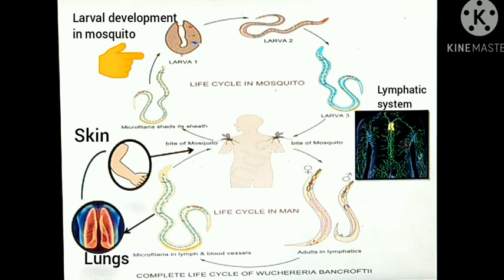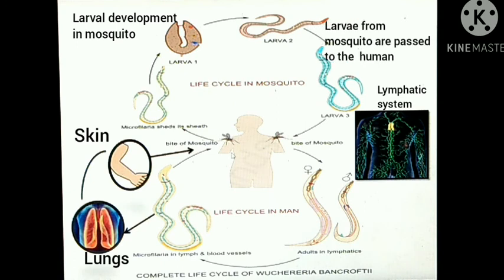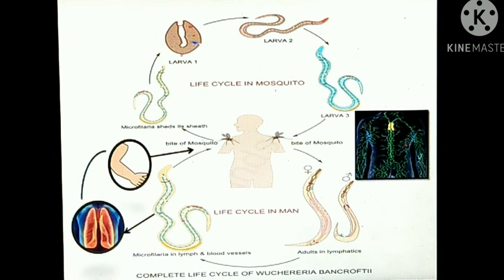The infective larvae will enter the mouth part of the mosquito and when this infected mosquito bites a human, the larvae escape into the human skin, from where they pass through the bloodstream into the lymphatic system, that is lymphatic vessels and lymphatic glands. And here they will grow into adults in about a year. And this way it completes its life cycle.